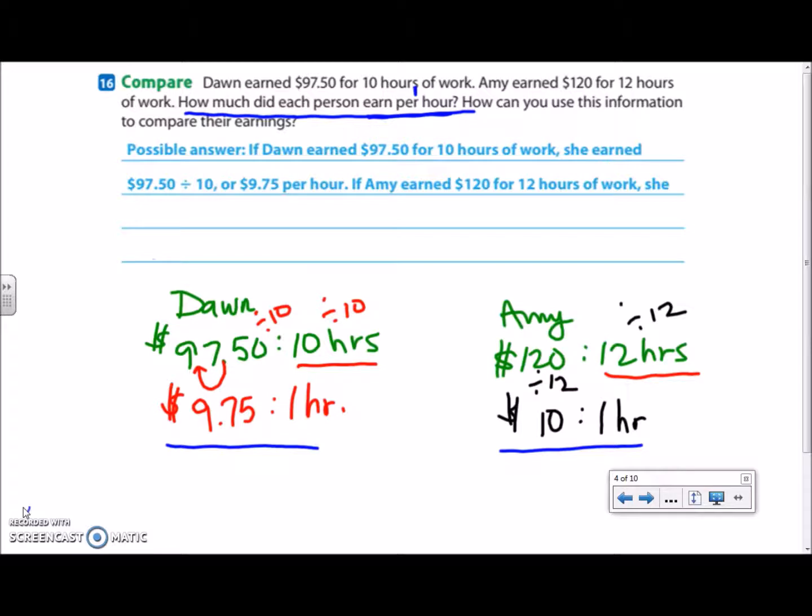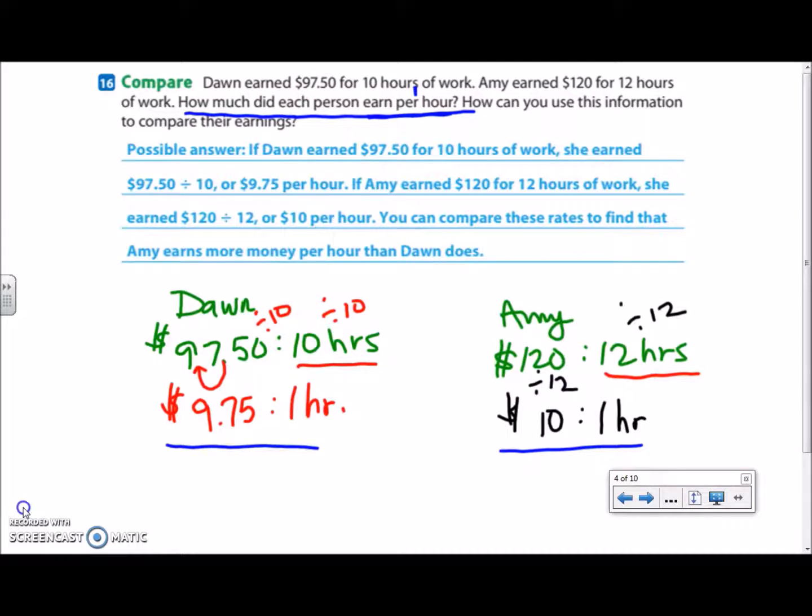So this explains in words how we solve the problem here. And I do want you to actually put the words on your paper as well. Okay, it says if Dawn earned $97.50 for 10 hours of work, she works for $9.75 per hour. If Amy earned $120 for 12 hours of work, she is working for $10 per hour. If we compare these rates, then we know that Amy earns more money per hour than Dawn does. Okay.